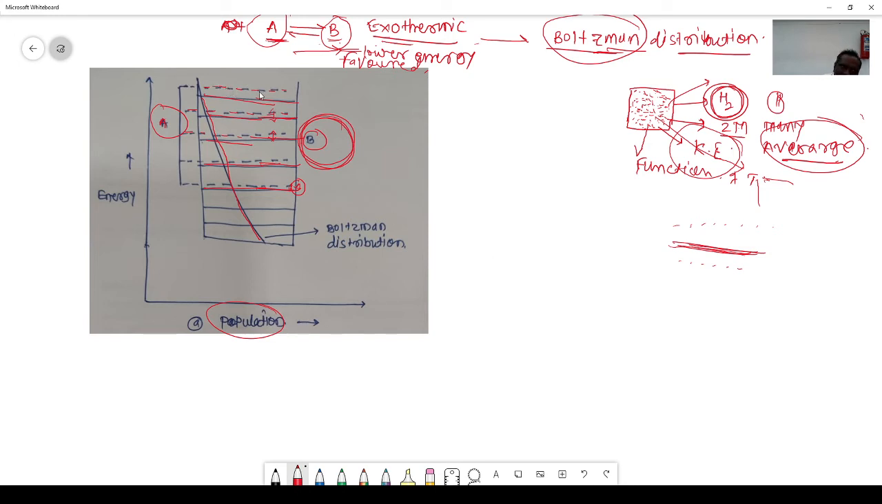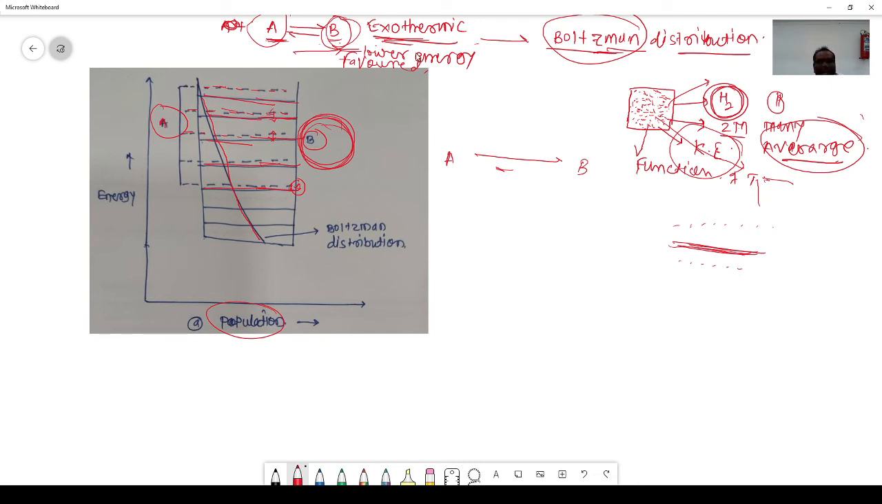The difference in the energy level between the reactant molecule and the product molecule is a little bit more. So in this case, since it is an exothermic reaction, more product molecules will be formed. Therefore, the reaction will be shifted to the product side, that is the B side. Fewer reactant molecules will be formed.